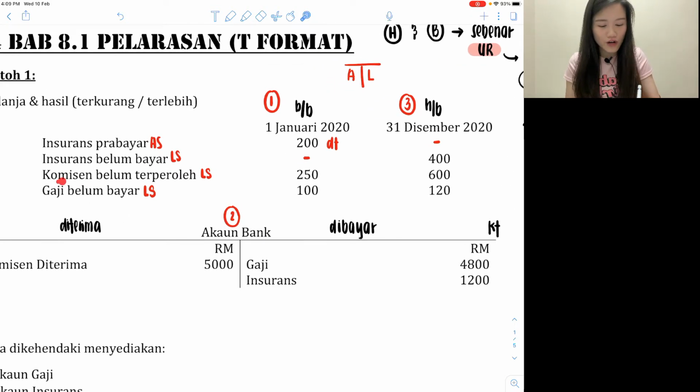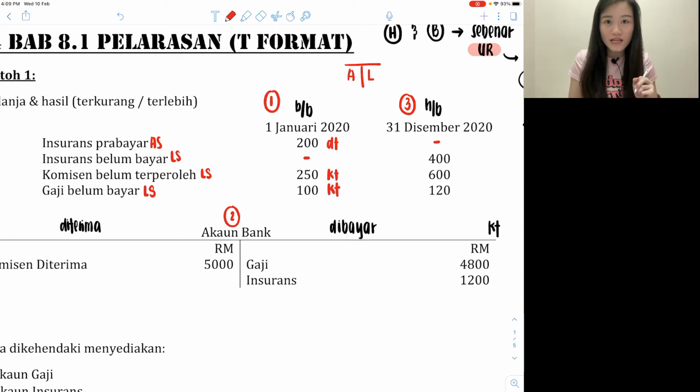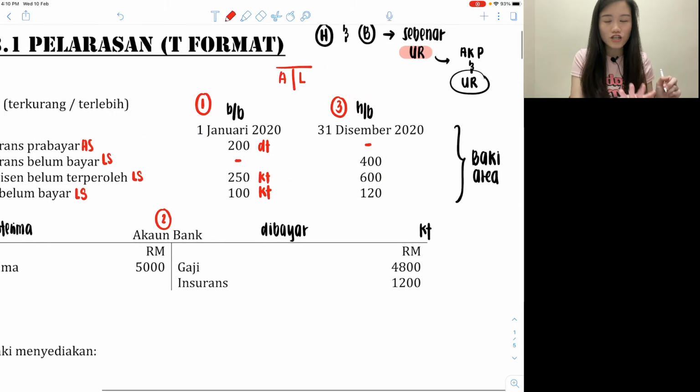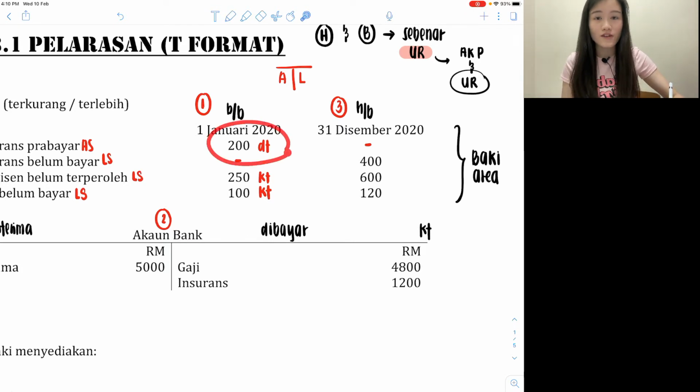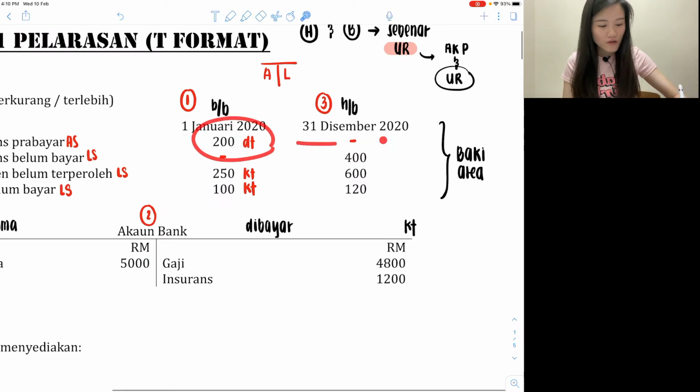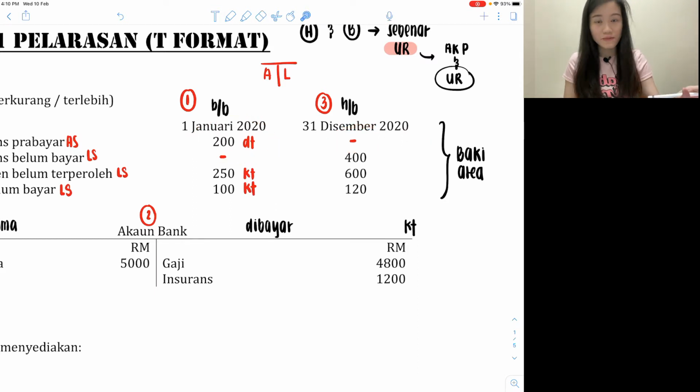So we move on to commission, belum terperoleh, and belum bayar. These two also L, so you follow lah. Liabilities, baki BB is always on the credit side. So once you have identified the debit or the credit already, your baki HB will always sit on a separate side, which is opposite lah. So if your baki BB is on debit, same thing HB, then it should be on the credit side, but there's no number, so we'll skip this part.